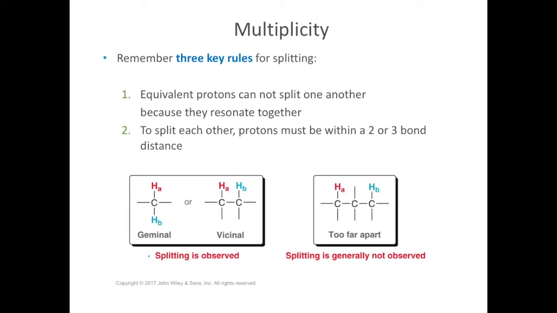So if we look here, splitting is observed between HA and HB. Between HA and HB here, the distance is 2 bonds. Between HA and HB here, it's 1, 2, 3 bonds. So 2 bonds, 3 bonds. Between the HA and the HB here, it's 1, 2, 3, 4 bonds apart. So splitting is generally not observed because those are too far apart.